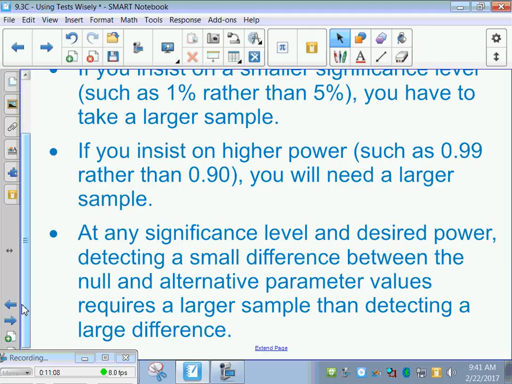So there's two ways to increase power, and they like to ask you this a lot in the book. The two ways to increase power are, anybody know? Increase sample size or increase significance level, right? If you increase the significance level, that one on the top goes further left, which gives you more power, okay?